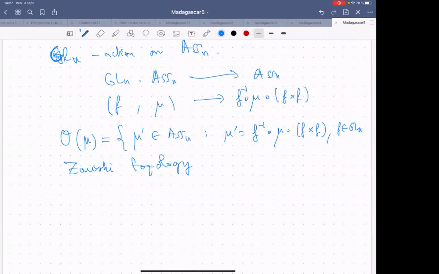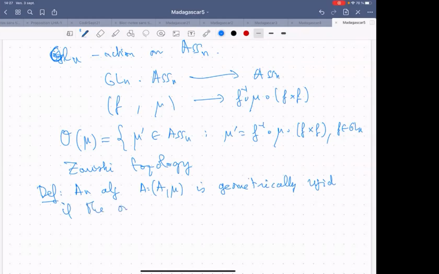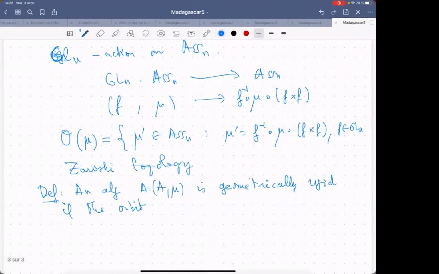We say that an algebra A with multiplication mu is rigid, geometrically rigid, if the orbit is open, is Zariski open.